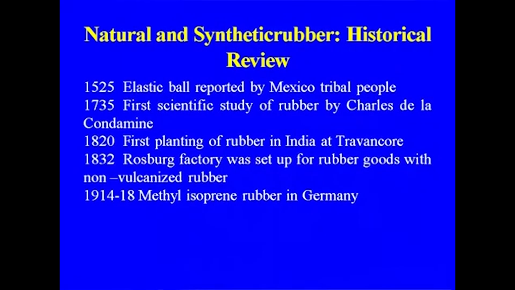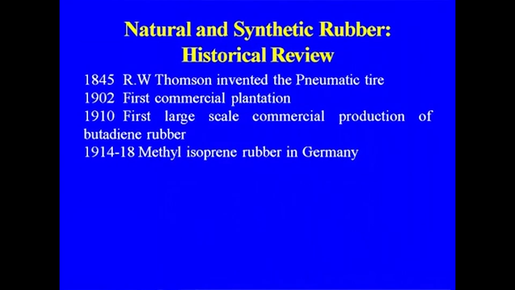In 1845, the pneumatic tire was introduced. The first commercial plantation was in 1903. The first large scale commercial production of butadiene rubber was in 1910. In 1914, methyl isoprene rubber was made in Germany.